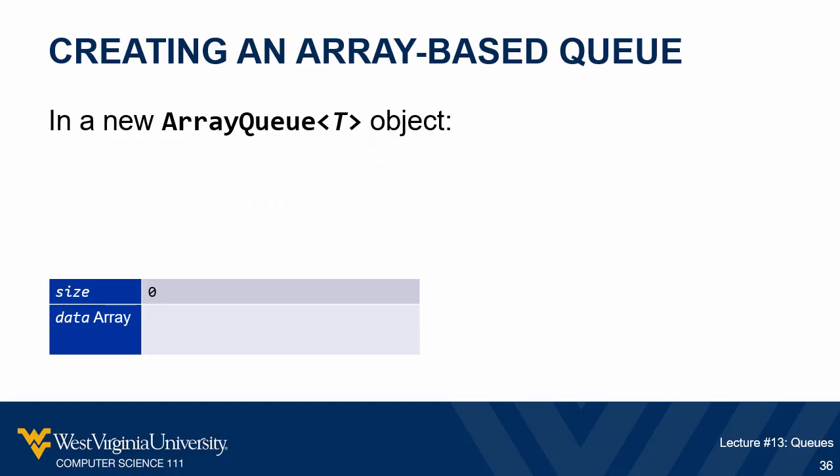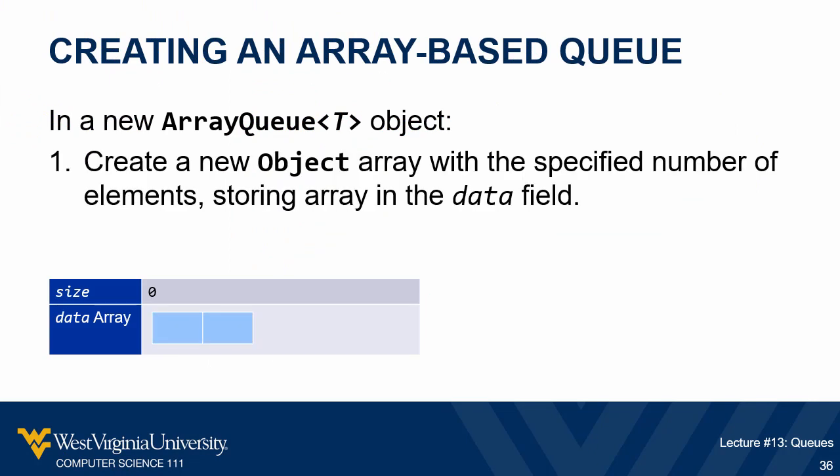When we create a new instance of an array-based queue by calling its constructor, there are two things that are going to happen. First, we have to create a new array to store objects, and it's going to have the specified number of elements that we either pass when we call the constructor or come from our default capacity, and the resulting array is going to be stored in the data field. Now this array is going to directly store objects. We can cast it to store T type, but we can't directly create it as a T-type array because you can't make generically typed arrays in Java.